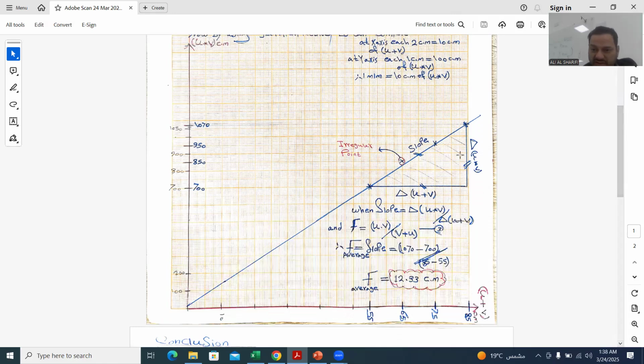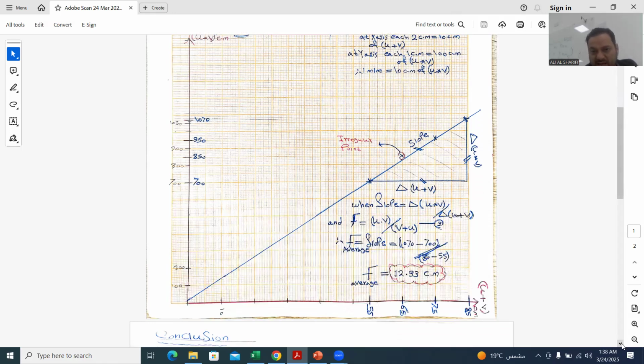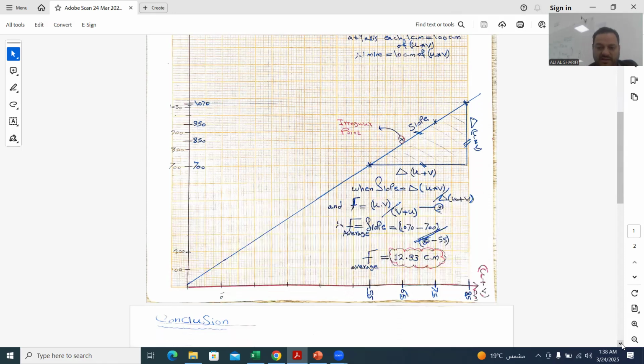You can achieve the slope equal to 12.33 centimeters. That means I can say the result from using the focal length distance function is near the result from the graphical method, or graphical side.